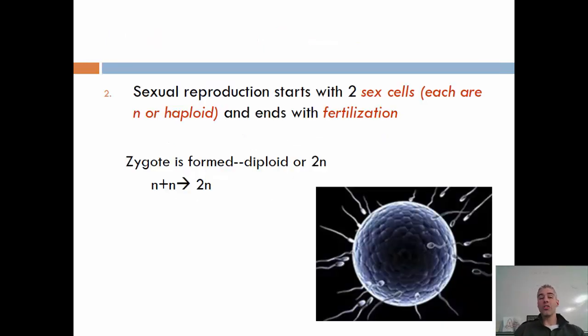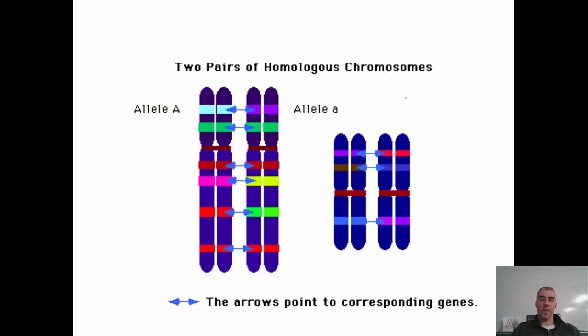All right, so sexual reproduction starts with two sex cells, and each are haploid, as I said, and the process ends when the two sex cells fuse, which is called fertilization. The zygote is formed, and that zygote, which is going to eventually become all of the cells in your body, is 2N, or diploid. So if we take an N sperm, a haploid sperm, plus an N egg, which is haploid, we put them together, we will get a 2N organism, or something that has two copies of every single gene. So this is kind of showing you homologous chromosomes and what I mean.